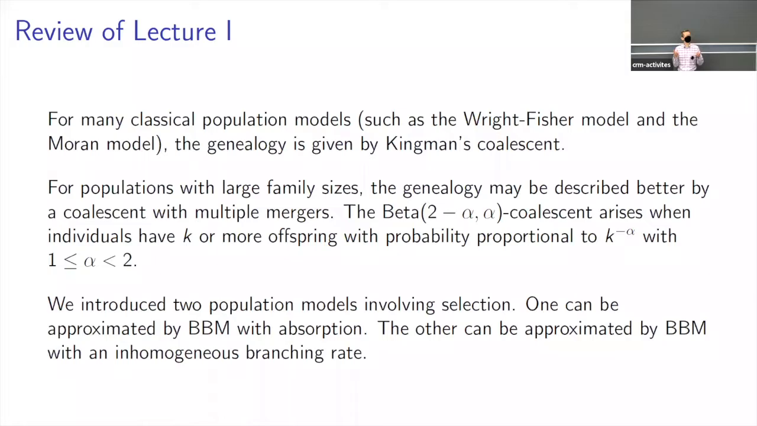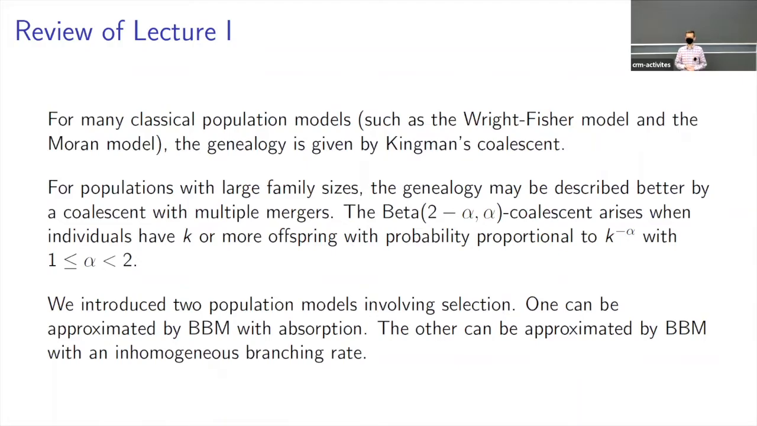Now, our main goal in these lectures is to understand populations involving selection. At the end of the last lecture, I introduced 2 different models of populations involving selection, both of which could be approximated by processes based on branching Brownian motion. One of the models could be approximated by branching Brownian motion with absorption, and the other could be modeled by a branching Brownian motion process in which the branching rate depends on the position of the particle.